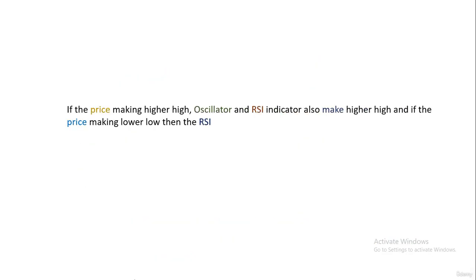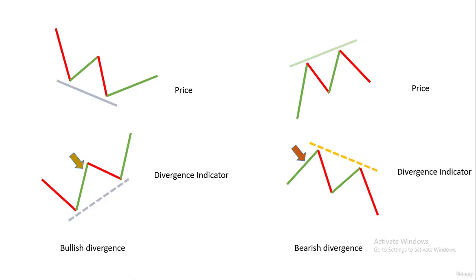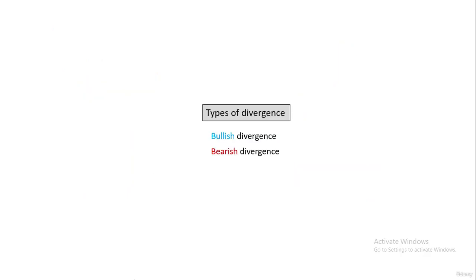If the price is making a higher high, the RSI indicator and other indicators also make a higher high. And if the price is making a lower low, then the RSI and other indicators also make a lower low. But divergence makes the opposite move when comparing with the other indicator. That means if the price makes a lower low, then the divergence indicator makes a higher high. Then we say it's a regular divergence and a trend reversal signal. There are two types of divergence found on a price action chart: bullish divergence and bearish divergence.